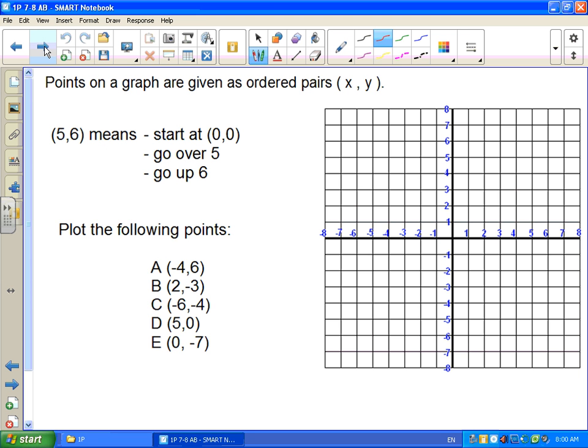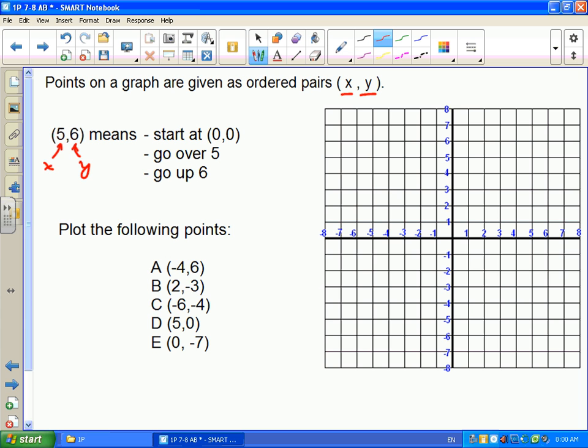So first, let's just take a look at graphing here. Whenever we have points that we're asked to graph, they're always given to us as an ordered pair with an x-coordinate and a y-coordinate. And the first number is always your x-coordinate, the second number is always your y-coordinate. Now what do these two numbers mean? Well, if we look at an example, (5, 6), 5 is our x-coordinate, 6 is our y-coordinate.